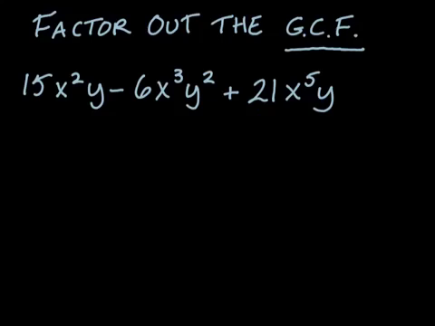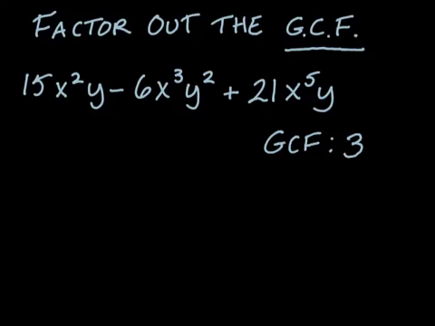I recommend looking at the numbers first. We have 15, 6, and 21, the coefficients. And if you look at those, the number that's going to divide all of those evenly, the largest one that's going to divide all of them evenly, is 3. 3 divides 15, 3 divides 6, 3 divides 21.